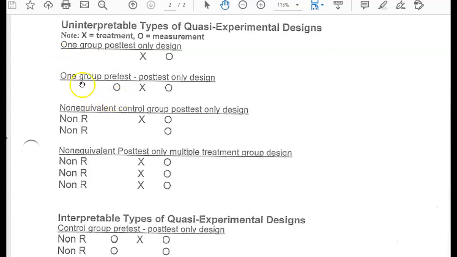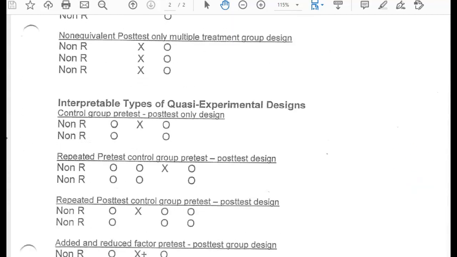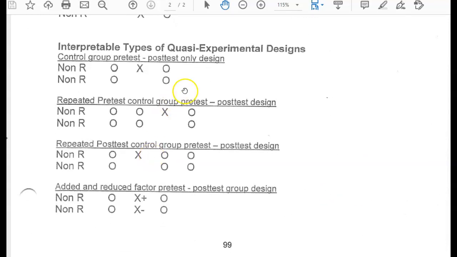Second one, at least I tested them beforehand, but what I did not do was randomize or have a control group. Third one, at least now I have a control group, but they're not random and there's no pretest. And the fourth one, same thing. Maybe I have 3 different treatment conditions or more, 4 or 5, but there's no randomness and no pretest. Moving right along, the interpretable ones. The first one here looks like a normal study, doesn't it? But they're not random people. They're pre-existing in their groups.